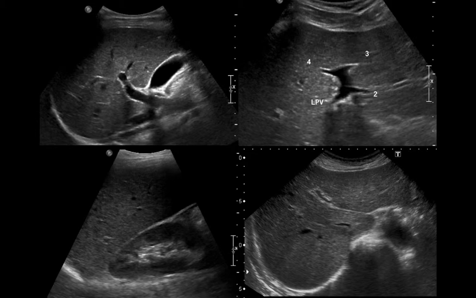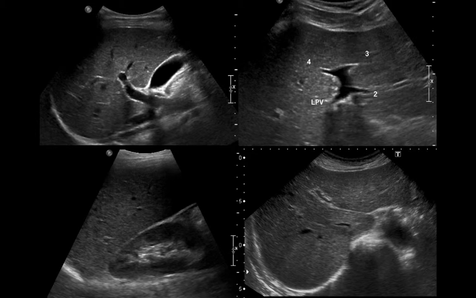This is transversely placed. And when we put the probe toward our right shoulder and deeper, as you can see, 15 centimeters, we can identify the right lobe. This should be the hepatic vein, no bright border. This is the portal vein.